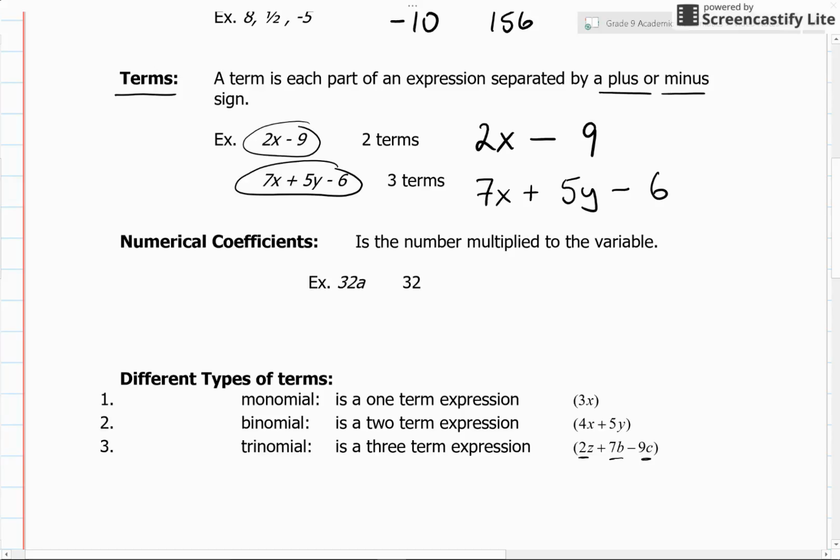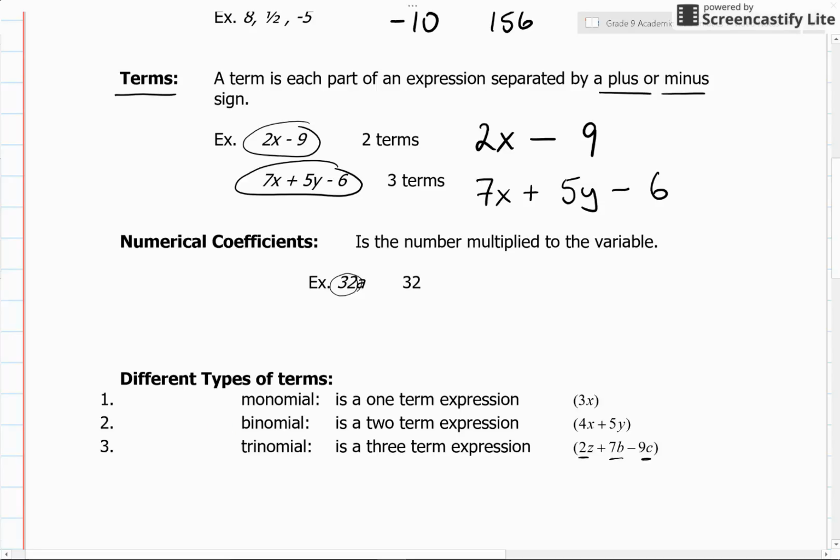Numerical coefficients. These are the numbers that are multiplied with each variable. So I have 32a. This is a term. It has a variable a, and it has a numerical coefficient in front of it, 32. So 32 is that numerical coefficient, and they're just constants. 32 is a constant. It's in front of the a, so we call it a coefficient.